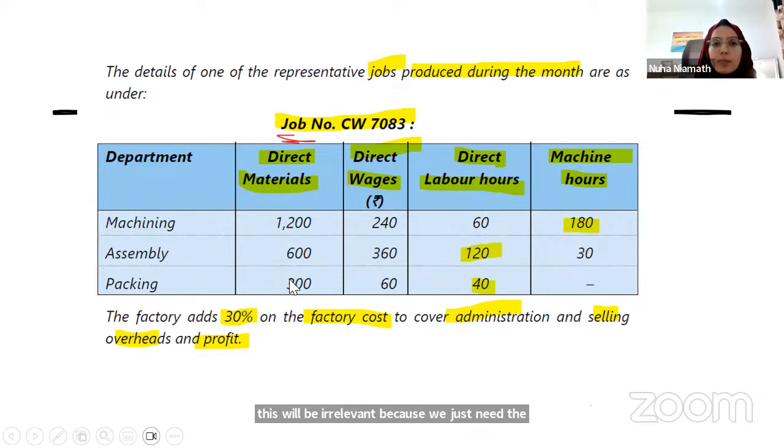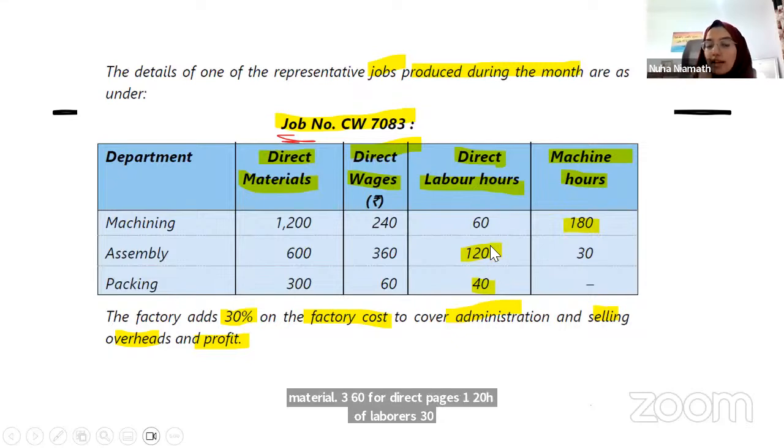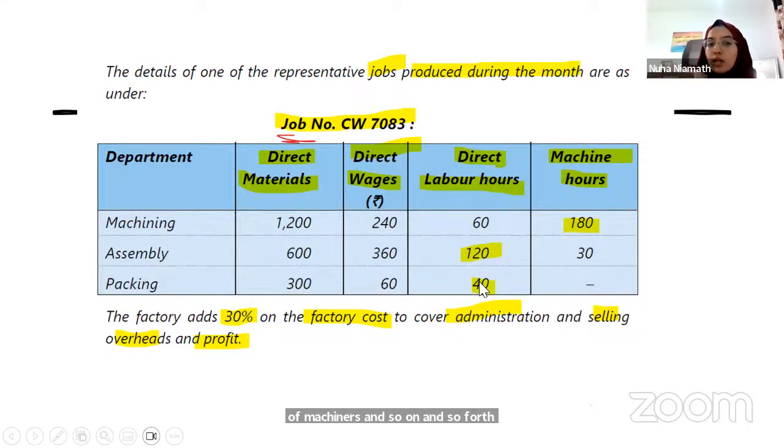Then for the assembly department, we have 600 for direct material, 360 for direct wages, 120 hours of labor hours, 30 of machine hours, and so on and so forth. So I have highlighted what is relevant here, right? Labor hours for assembly and packing department and machine hours for the machining department.